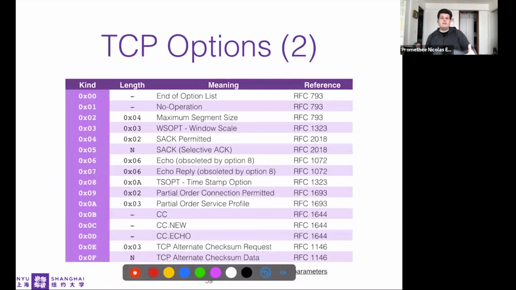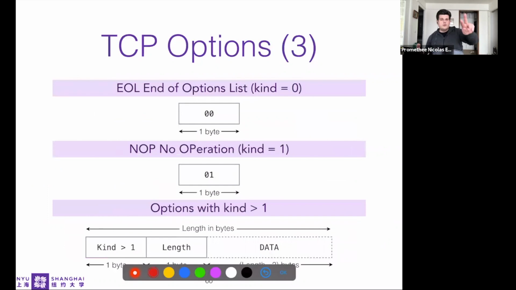As you may see from this table, there's a huge number of options, right? And most of them are not used. So don't worry about it, okay? The ones that are really used are the ones on the top, and that's what we're going to talk about. First of all, we have 2 specific options. The first one is called the EOL, for end of option, and the other one is the no operation. Those options are very specific because they are only 1 byte long. So you may have multiple of them, but one option is 1 byte.